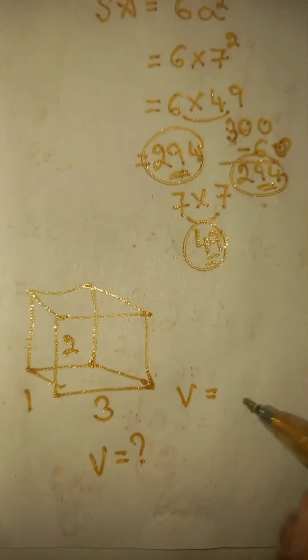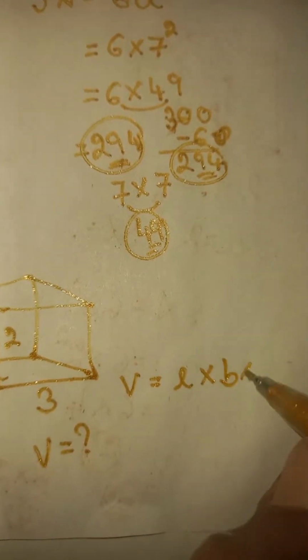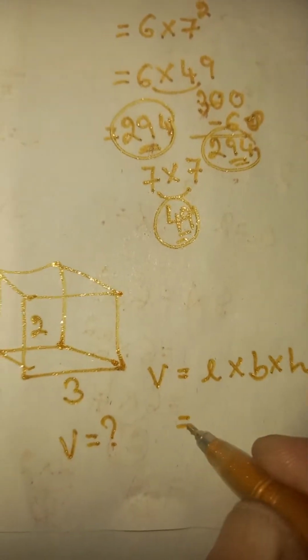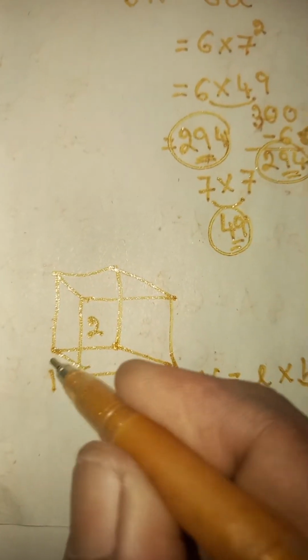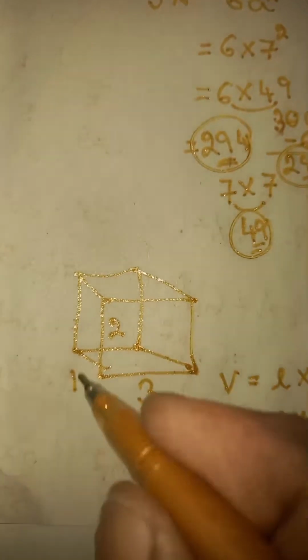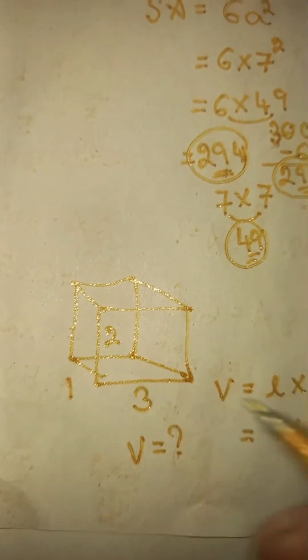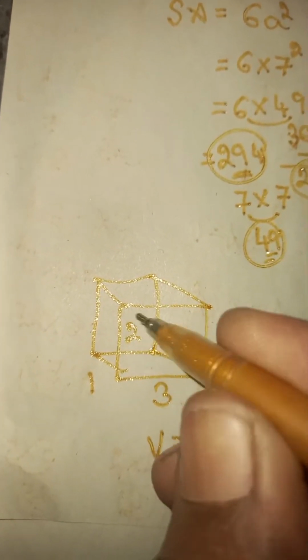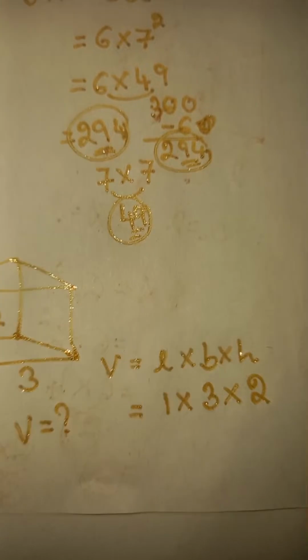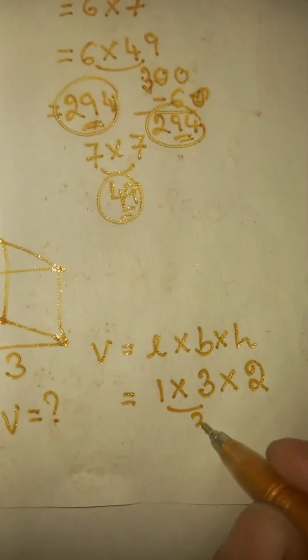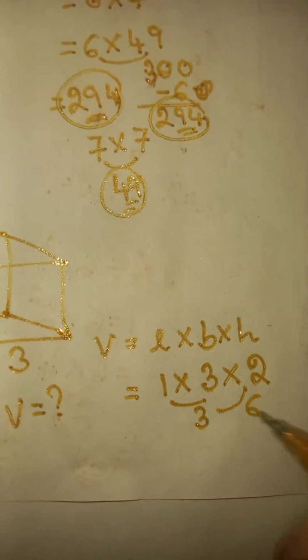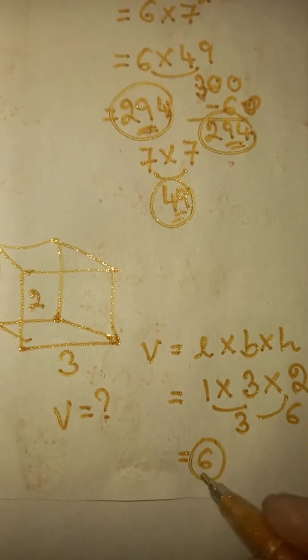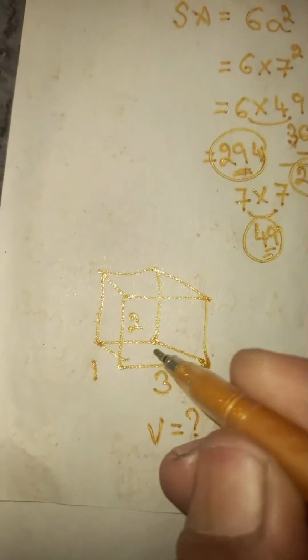Volume of the cuboid can be found out as length times of breadth times of height. Here the length is 1 units times of the breadth, which is 3 units, times of, this is the height, which is 2 units. So it is times of 2. 1 times of 3 is 3. 3 times of 2 is 6. So 6 cubic units is the volume of this cuboid.